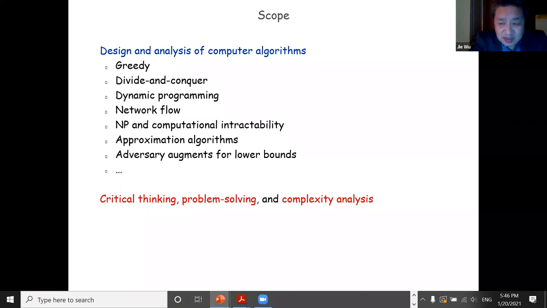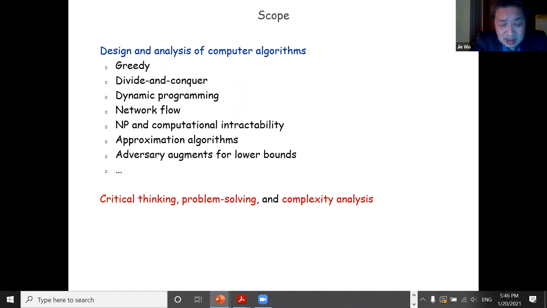Even if it's not that efficient, we can still solve it. In reality, it's not. When the problem size increases, you may not be able to finish the program. Analysis is also very important. How do you know that your algorithm is efficient? So we need a mathematical analysis to see the complexity, right?